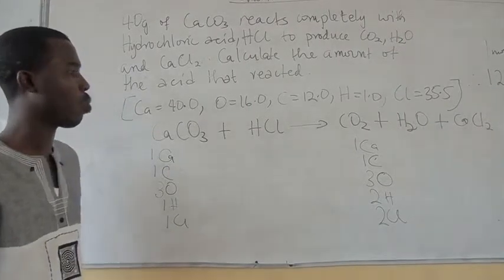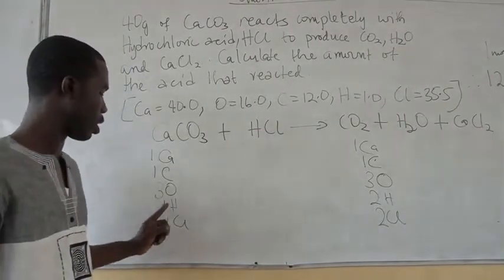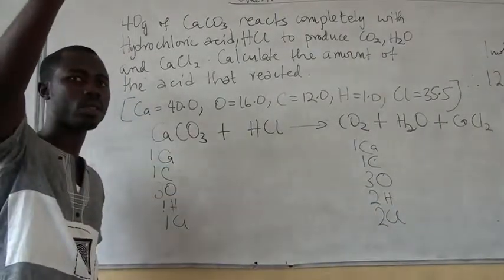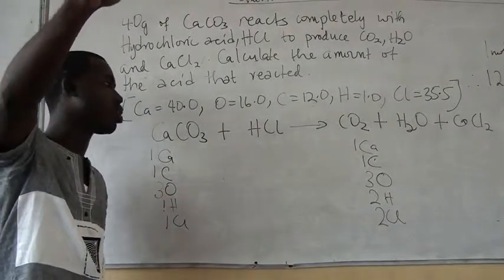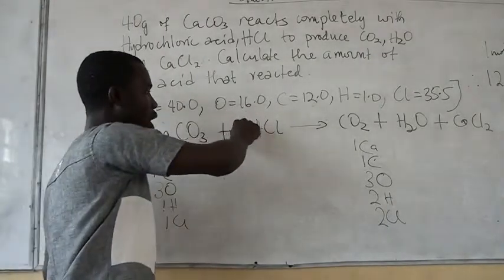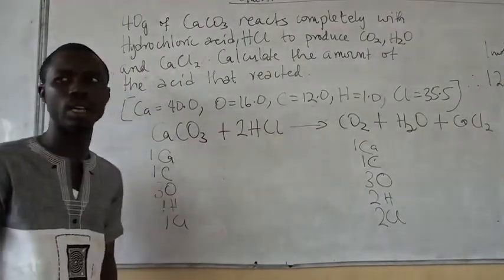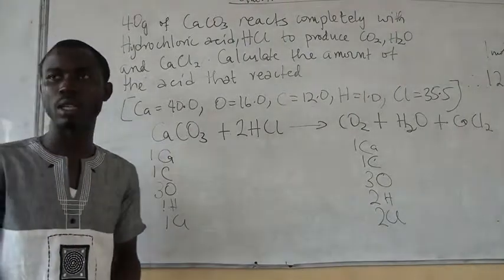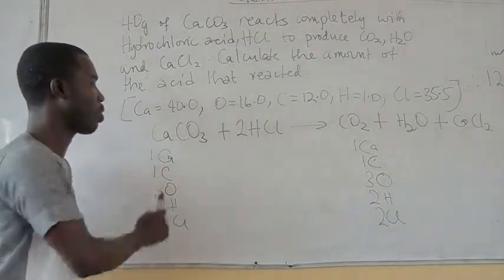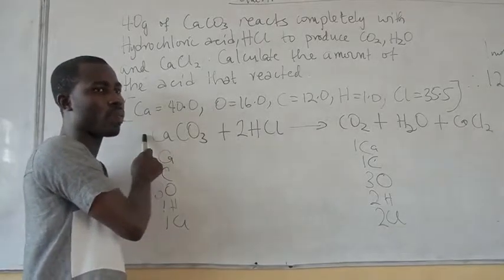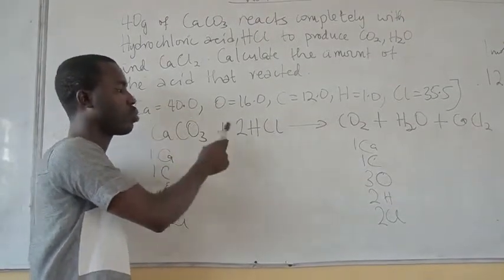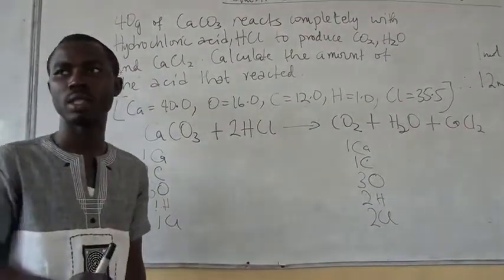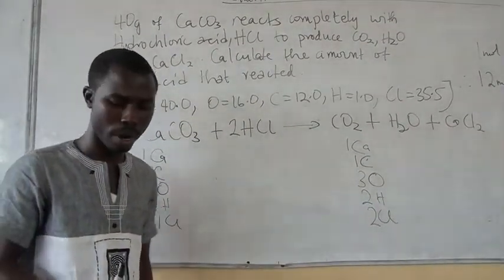Okay, so what do we do? Since 1 hydrogen is on the left, but 2 on the right, what do we do? Just add a factor of 2. So we put a factor of 2 here to the HCl, and the equation is balanced. Is that okay? What this means is that for every 1 mole of calcium carbonate that reacts, it requires 2 moles of HCl for the reaction to go to completion. Is that okay? Alright, let's continue.